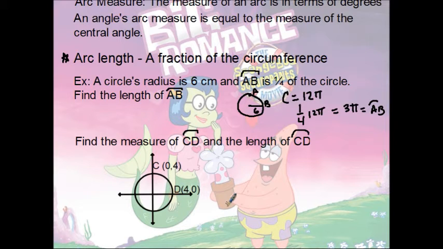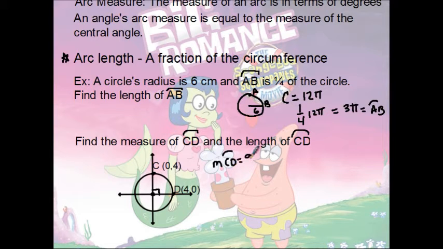So first and foremost, the measure of arc CD. If we look at where C and D are located, and where the vertex would meet, it meets at the center. We have a vertical and a horizontal line, and we know those are going to form right angles. If our central angle is 90 degrees, the measure of arc CD is also going to be 90 degrees.